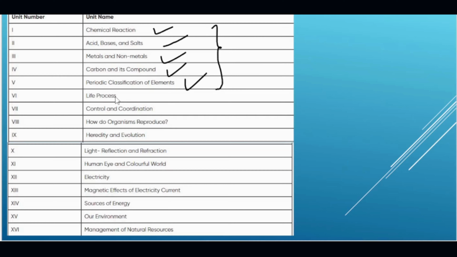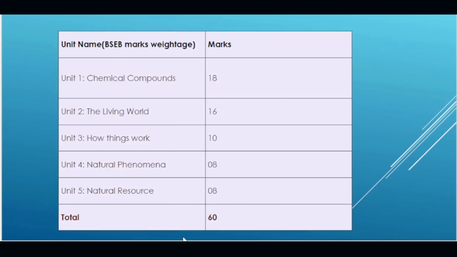Then we have life processes, control and coordination, how do organisms reproduce, and heredity and evolution, which is again part of biology. Then we have our next segment: light, reflection and refraction, human eye and colourful world, electricity, magnetic effects of electric current, sources of energy, our environment, and management of natural resources. Now these 4 will come under physics, and these 4 will come under natural resources. So this is the syllabus for the Bihar board 10th.